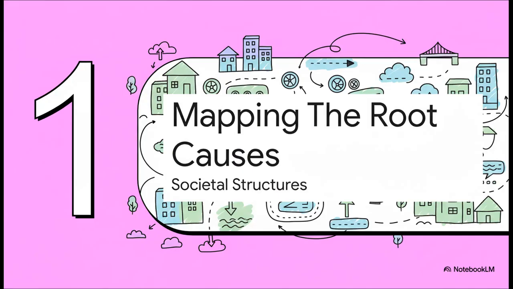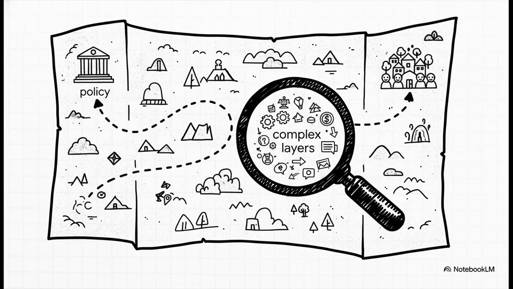So, how in the world do you connect a big policy decision with an individual's health? It seems like a huge leap, right? Well, you need a map. In this first part, we're going to look at a framework that helps us trace the path from these big societal structures all the way down to why health outcomes are so unequal. And that map comes from the World Health Organization. Their Commission on Social Determinants of Health, or CSDH, created this amazing framework.